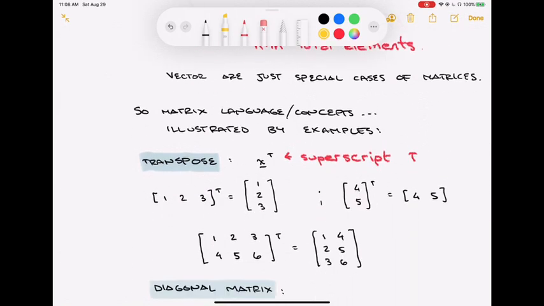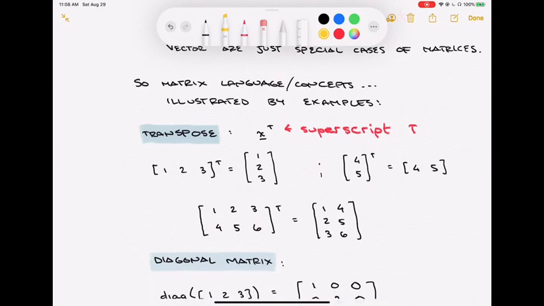Some matrix language and concepts are in order now. So let's go ahead and take a look at some of those. I'm going to illustrate most of these by examples. It just will be more efficient that way. So there is something called the transpose operator. We can denote that by taking some object. I've shown a vector object in this particular case. We could also take the transpose of a matrix, but take some object, a vector or matrix, and if I want to transpose it, I'm just going to denote that by a superscript T.